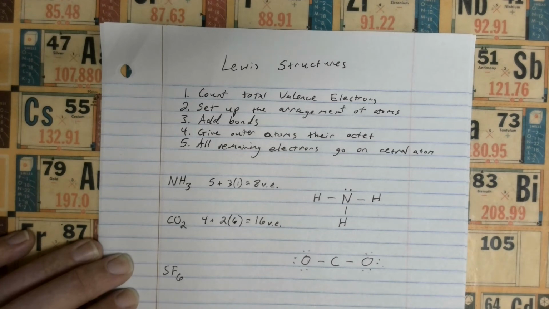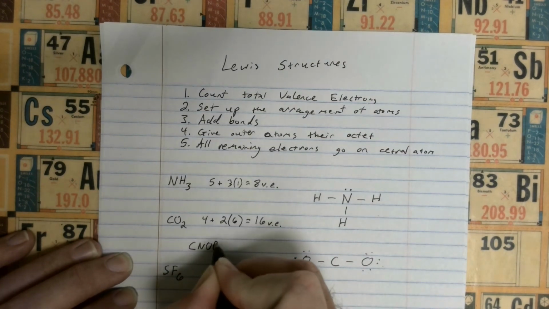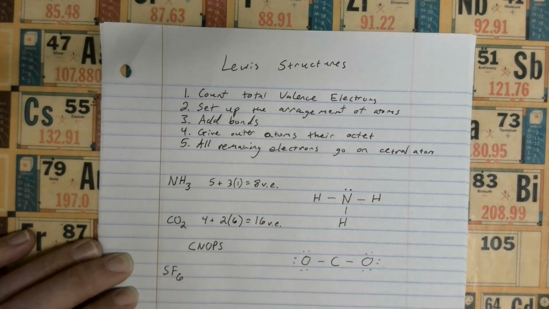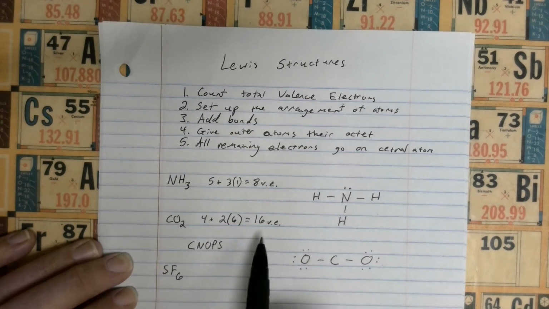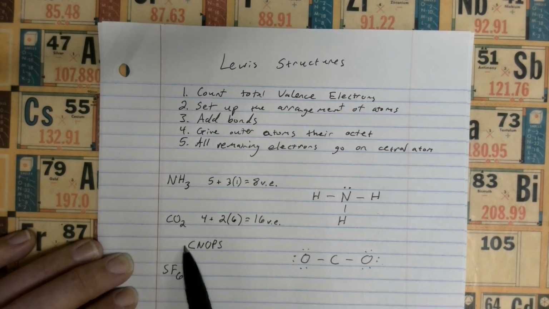So remember, there are 5 elements: CNOPS, carbon, nitrogen, oxygen, phosphorus, sulfur, that can form double or triple bonds. So if you come to a point where you've used all your electrons and you don't have any left to fill up the last element, then you need to check to make sure both of your elements are in this group, the CNOPS group, and you're probably going to have to make a double bond.